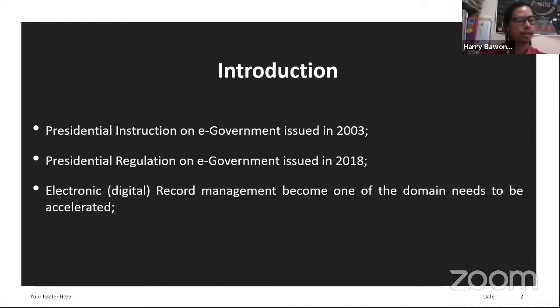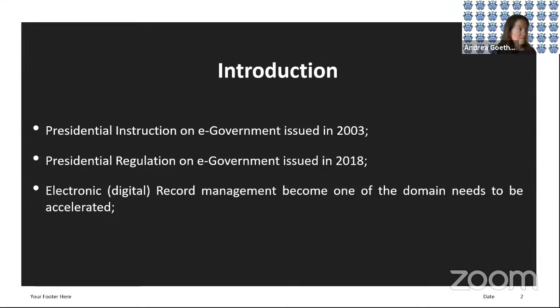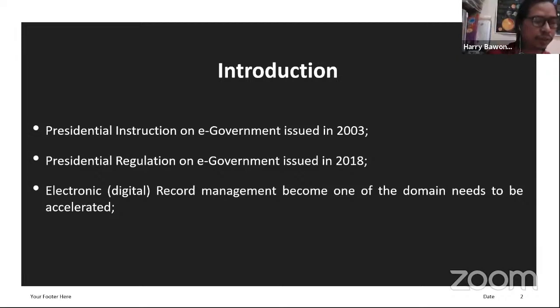Now, the policy on e-government in Indonesia has been issued since 2003. However, until 2017, the implementation of the government policy had not yet been firmly implemented. To overcome this problem, our government strengthened this e-government policy by leveling up the regulatory status from a presidential instruction to a presidential regulation in 2018. Besides this regulation, it perceived digital record management as one of the domains that gets the headlight.